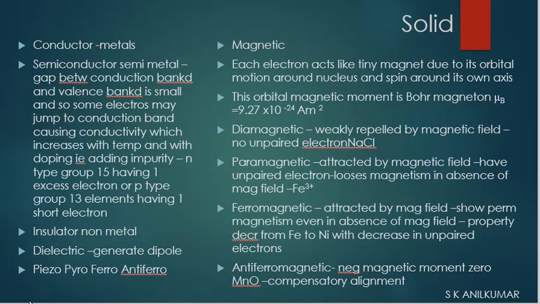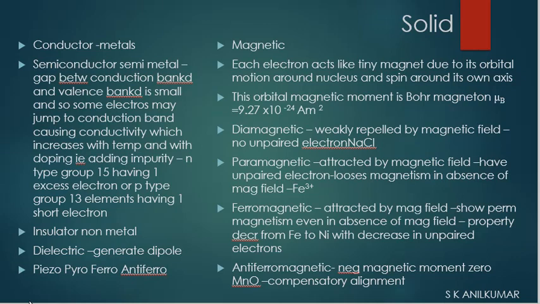What are the other features of solids? Solids are conductors of electricity and heat, and are magnetic in property. What is magnetic property? Each electron acts like a tiny magnet.